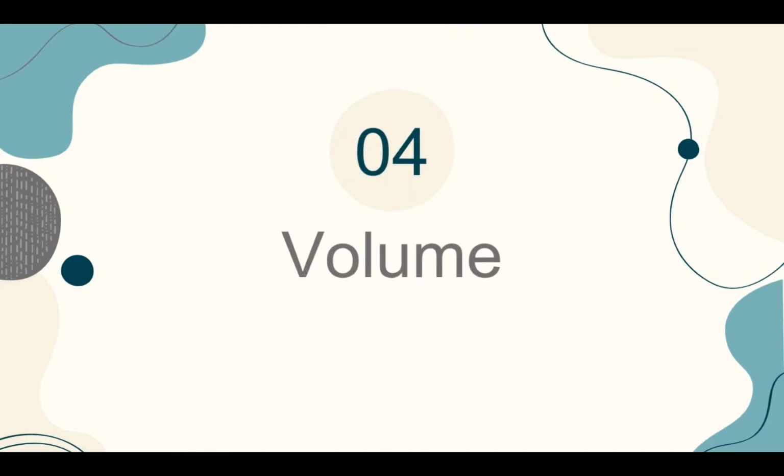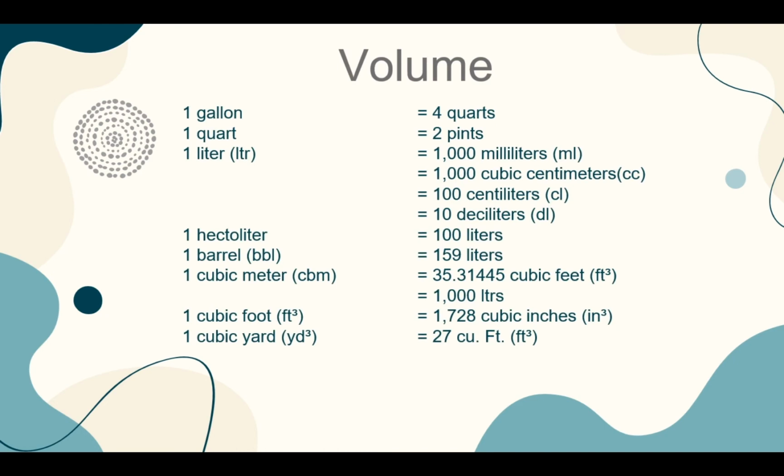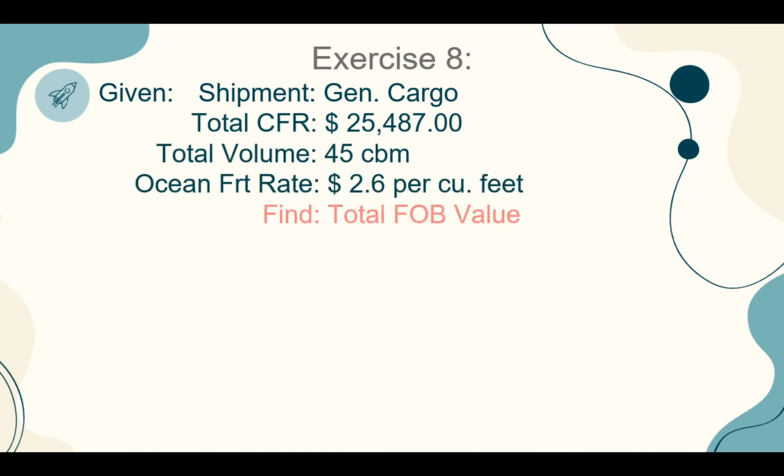Alright? So, let's go to volume. Kailangan natin din yan i-memorize. Medyo marami-rami yan. And then, let's go another exercise. So, our shipment is general cargo. So, our total CFR is $25,487. Our total volume is 45 cbm. So, ocean freight rate is equal to $2.6 per cubic feet. So, let's find the total value.